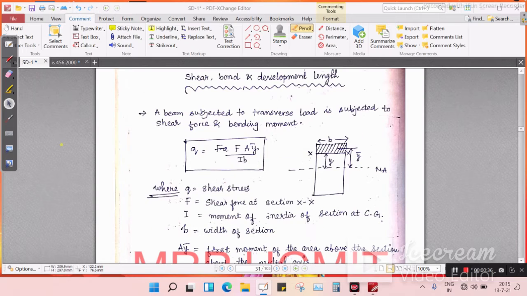So now let's go for our next, shear stress. All of you can see here the cross section of the beam having width B, effective depth D. Let me show you, this is the effective depth. So we have to find out shear stress at a distance of y meter from the neutral axis. This is our neutral axis. What is the formulation? Tau = F A y bar by I B, where tau is the shear stress, F is the shear force at section XX. Let me show you.